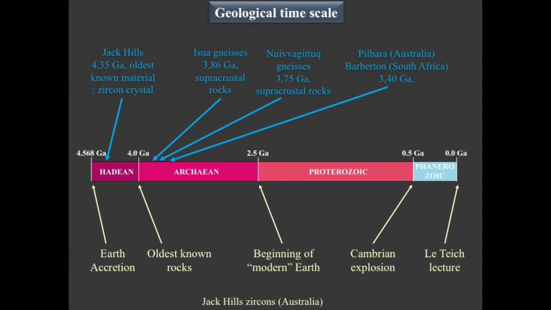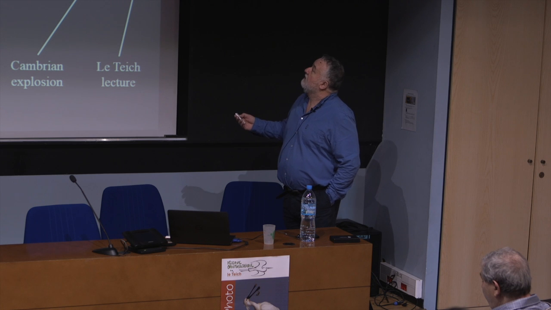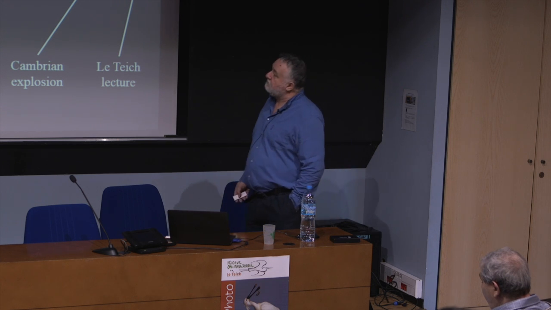So I will also speak about some places in the world where samples were taken. So the oldest one is from Jack Hills in Australia. These are not rocks, but crystals of zircon. So they are 4.35 gigayears old. We'll speak about Isua gneisses here, more or less 3.8. Nuvvuagittuq gneisses, 3.75 here, and rocks from Australia and South Africa, 3.4 billion years old.